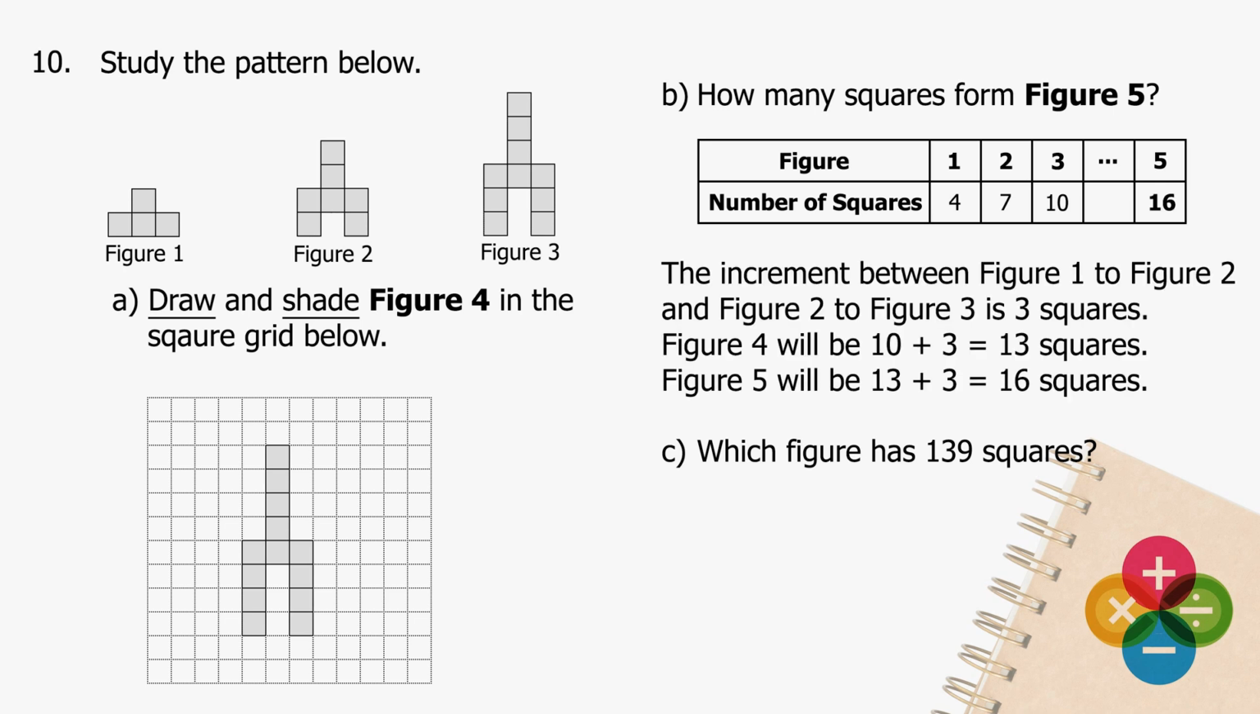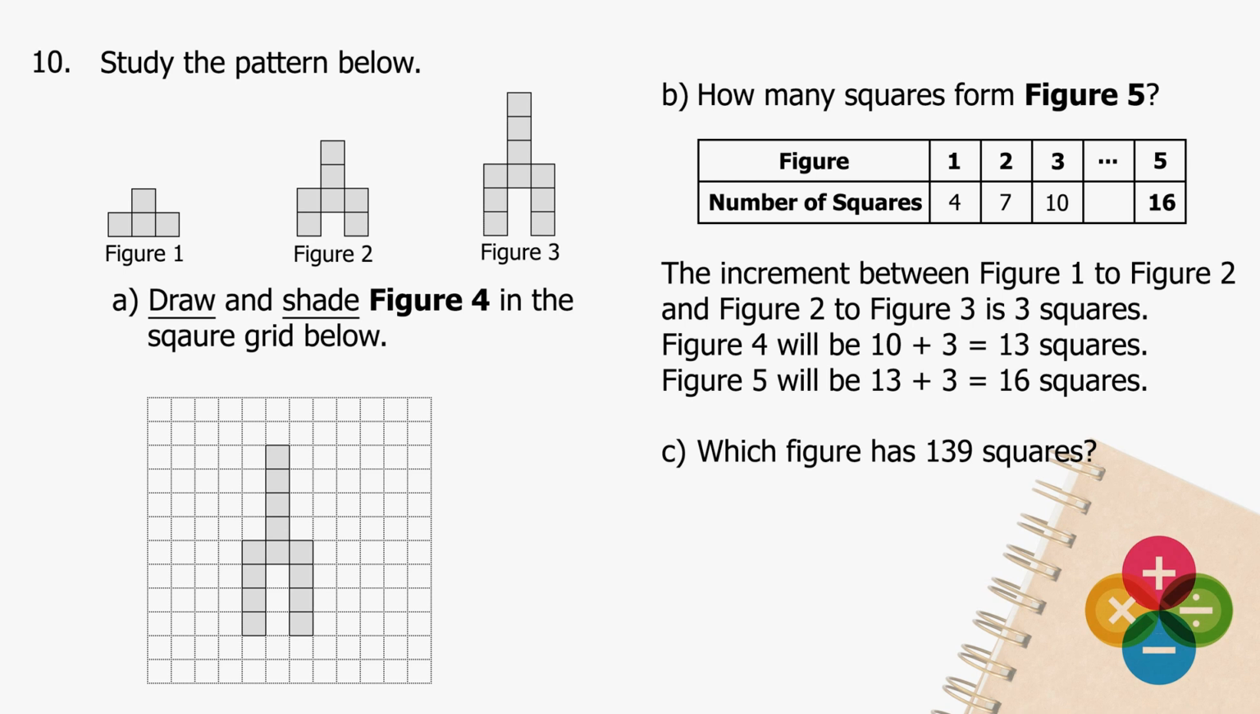B. Figure 1 to figure 2 is an increment of 3 squares. Figure 2 to figure 3 will be another increment of 3 squares. Figure 4 will be 10 squares plus 3 squares, equal to 13 squares. Figure 5 will be 13 squares plus 3 squares, and the answer will be 16 squares.